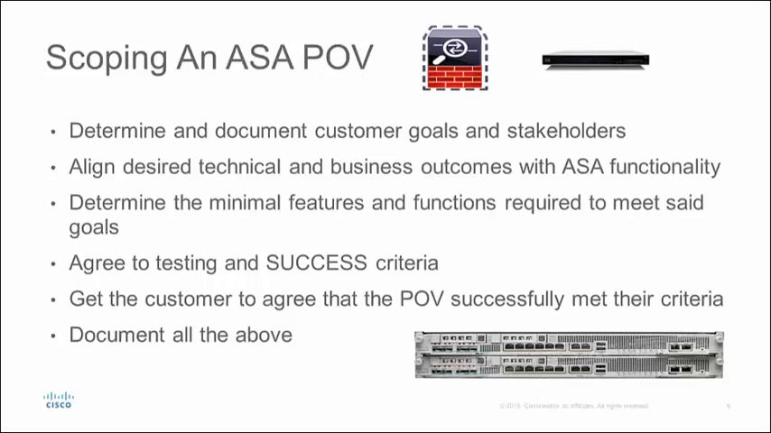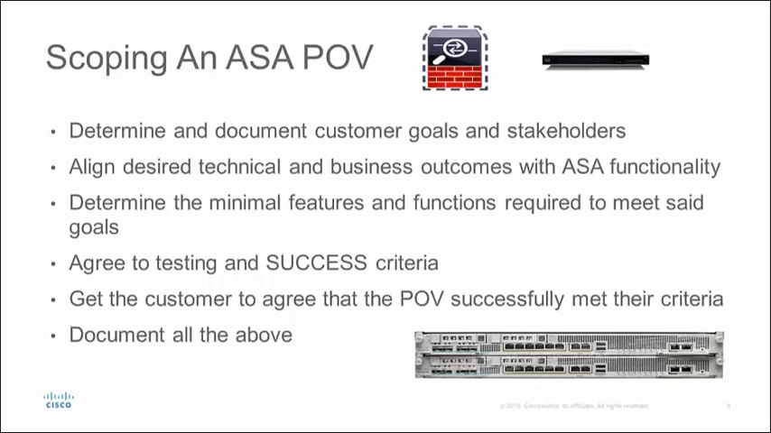Once we have mapped the customer goals to ASA functionality, you should determine the minimum features and functions required to meet these objectives. It may be nice to showcase the entire boatload of features and functionality an ASA can provide, but that is better accomplished with demos and discussions outside the POV. The more straightforward and simple the POV is, the clearer its success will be.